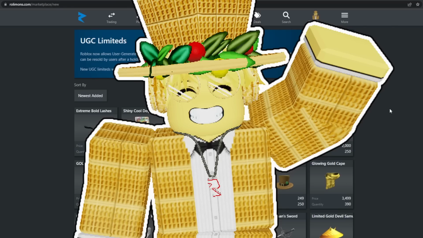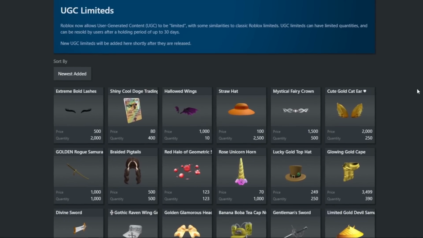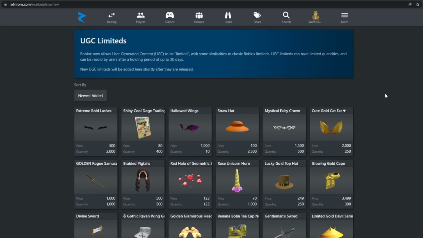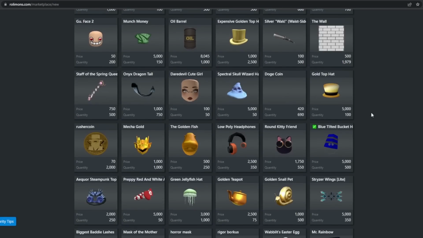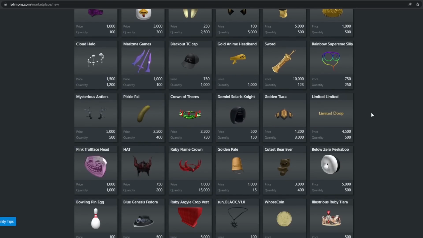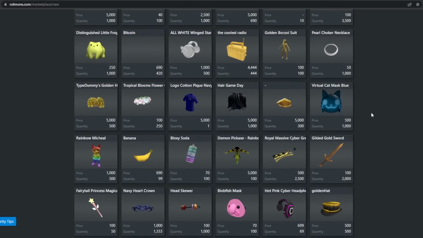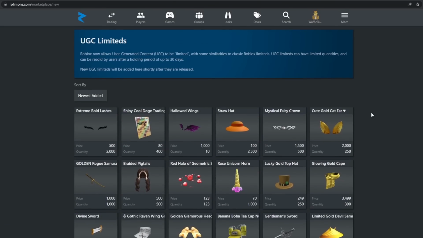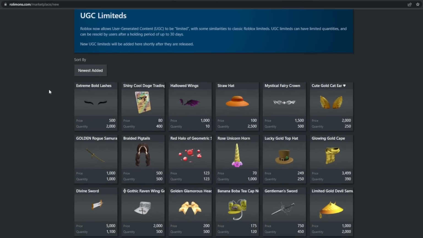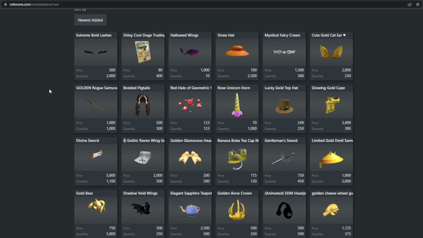Welcome everybody to another video, and UGC Limiteds are actually here. As you can see, there are tons and tons of new UGC Limiteds that are out. This is just absolute chaos. Rolimons has now added a UGC Limiteds tab on their website, and yeah, this is just absolute chaos.